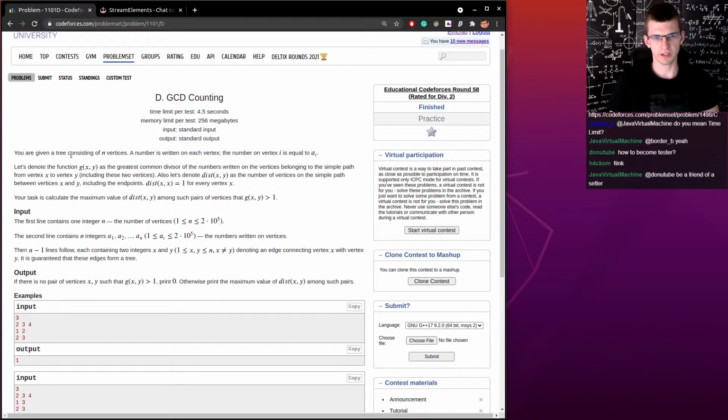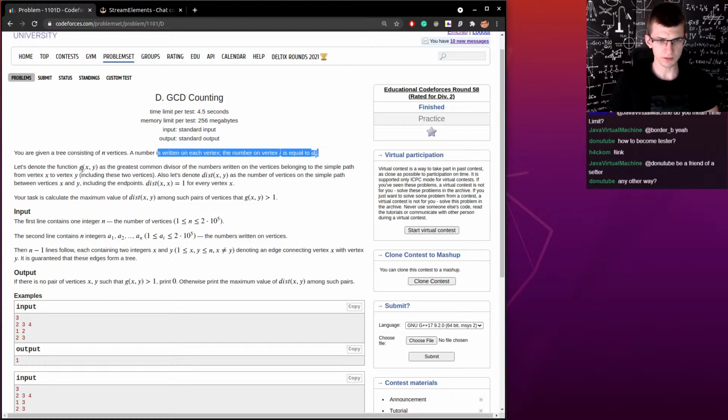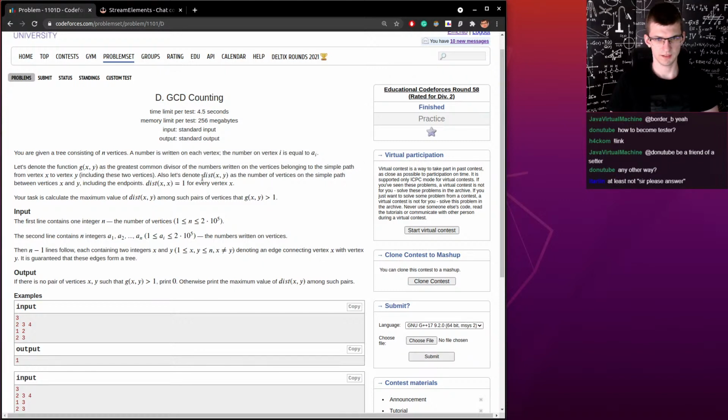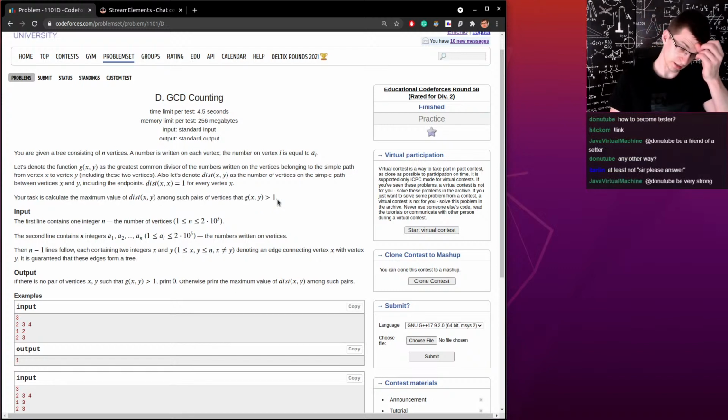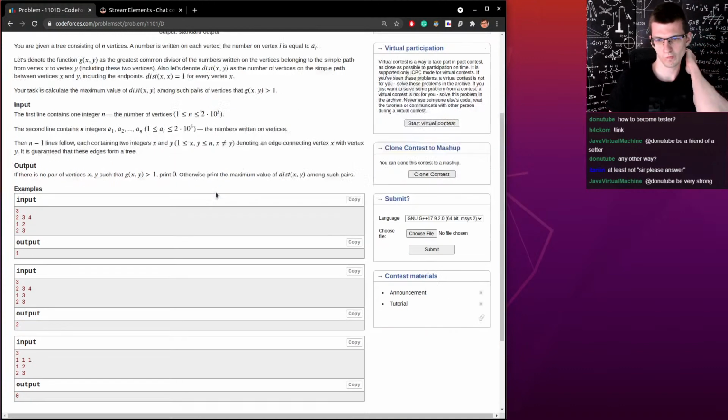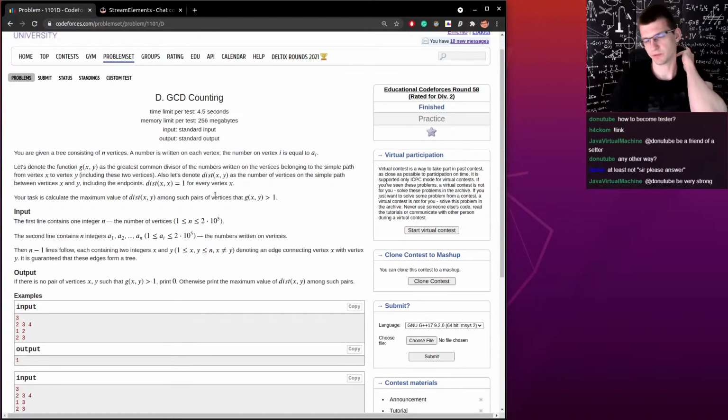You're given a tree with n vertices. A number is written in each vertex. G is the greatest common divisor of the numbers written on some path. Dist is the number of vertices. Find the maximum value of distance such that GCD is greater than 1. Will we maybe iterate over GCD? Or run DFS from every vertex greedily? Maybe not.